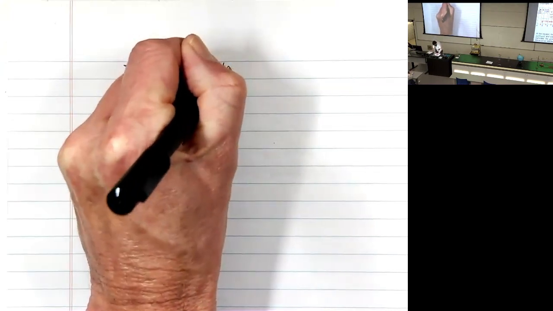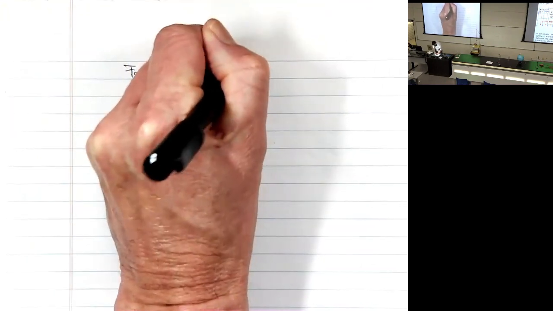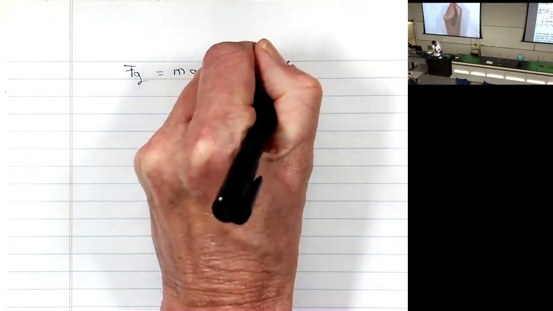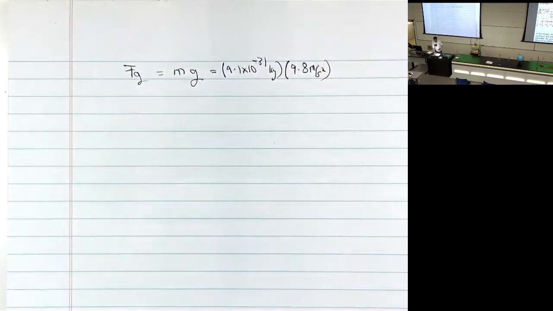Let's go through these forces. We're going to go gravity, then electricity, and then the new person, magnetism. So gravity, FG. The field equation for gravity, I didn't really mention this, but it's FG, the force, equals mg. g is the field, and m is the thing that experiences the field, that's mass. So we've just got to multiply the mass of the electron and the acceleration of gravity. 9.1 times 10 to the minus 31 kilograms, times the acceleration of gravity, 9.8 meters per second squared.